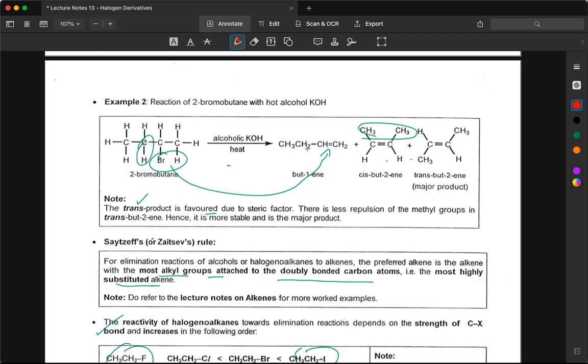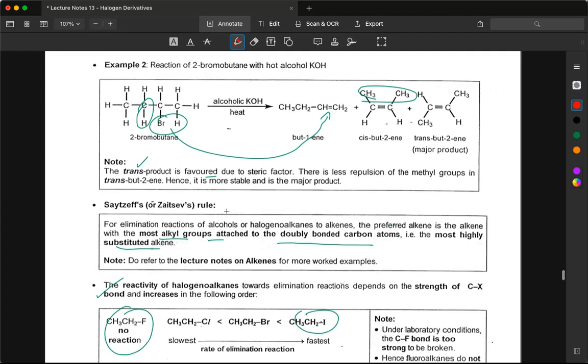Why is it so? The trans product is favored due to steric factor. There is less repulsion of the methyl groups in the trans-but-2-ene. Here, there is a lot of steric hindrance. So this trans product is a more stable product. Okay. Why is it but-1-ene? Because it depends on, it can be here or here. So it can be but-1-ene or but-2-ene.